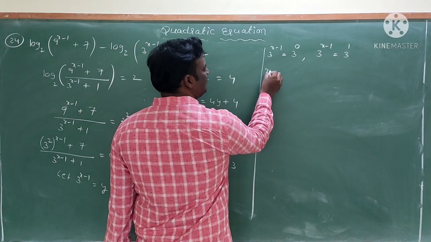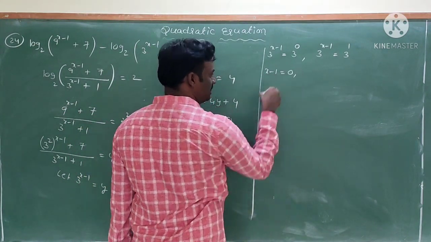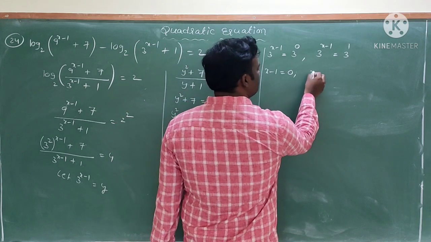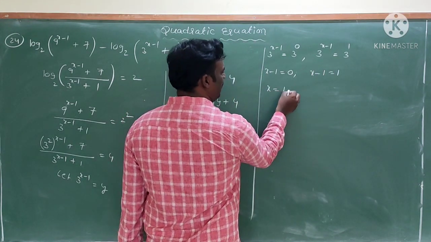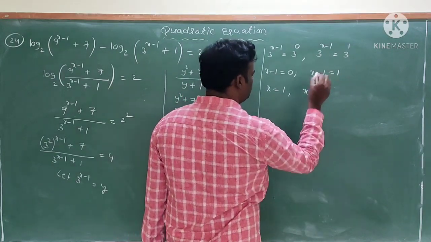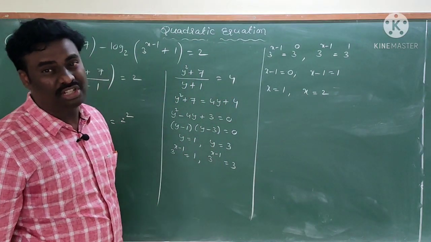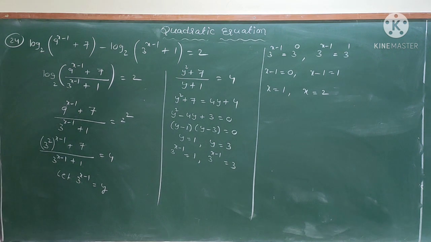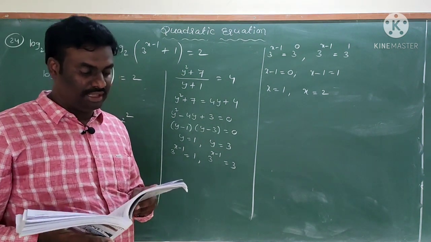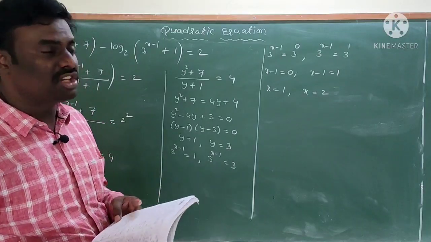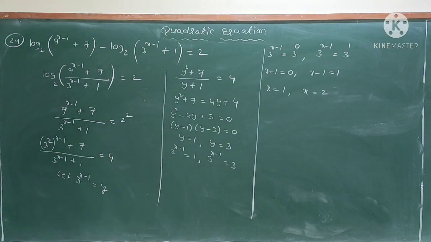Now the power x minus 1 is equal to 0. Here the power x minus 1 is equal to 1. Then x is equal to 1 and x is equal to 2. So these are the solutions of the given equation. Then x equals 1 and x equals 2. That is nothing but the first option is the correct answer for this question.